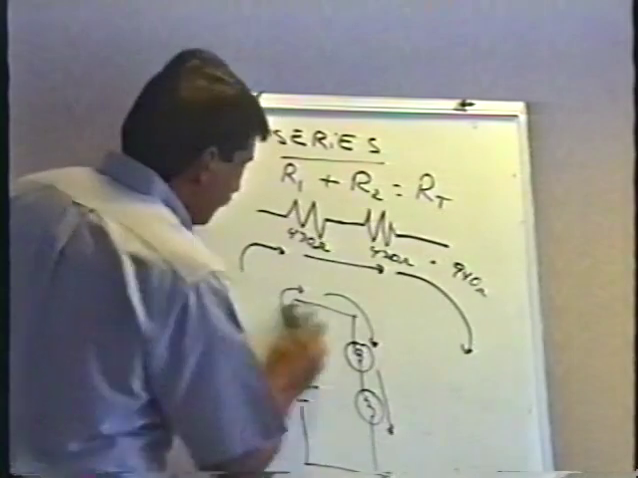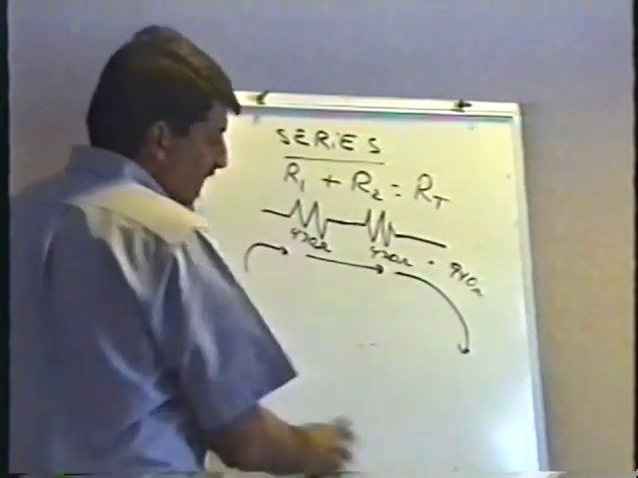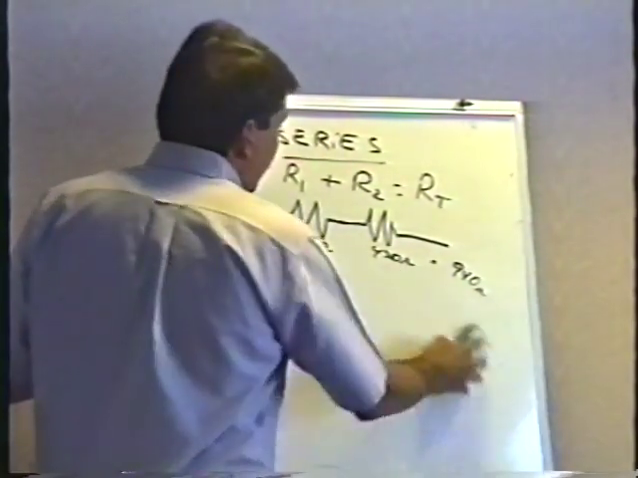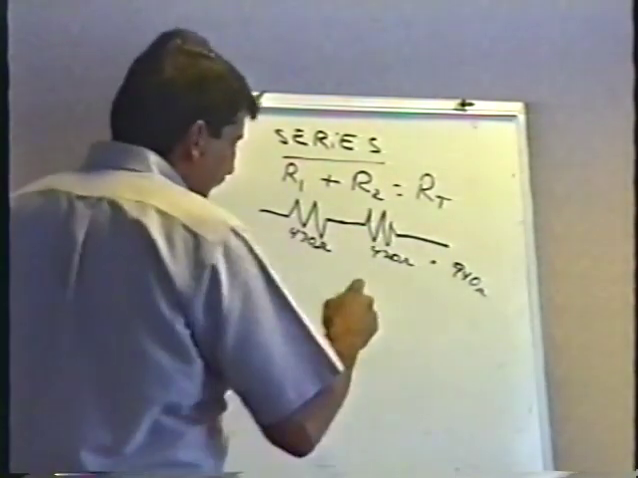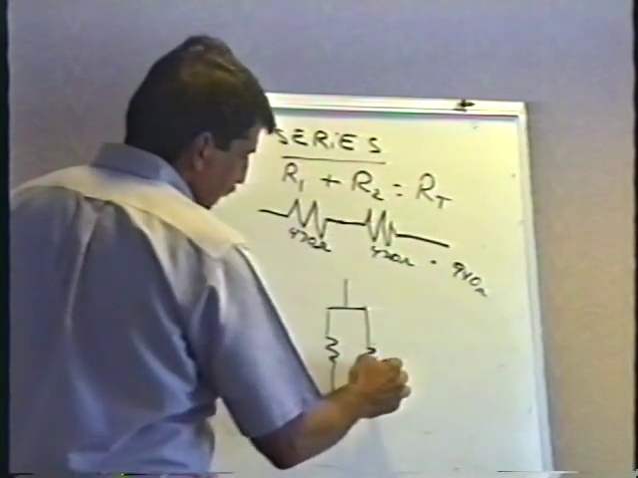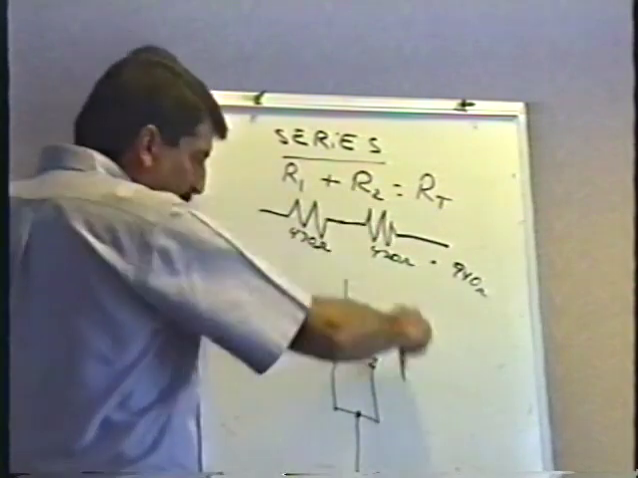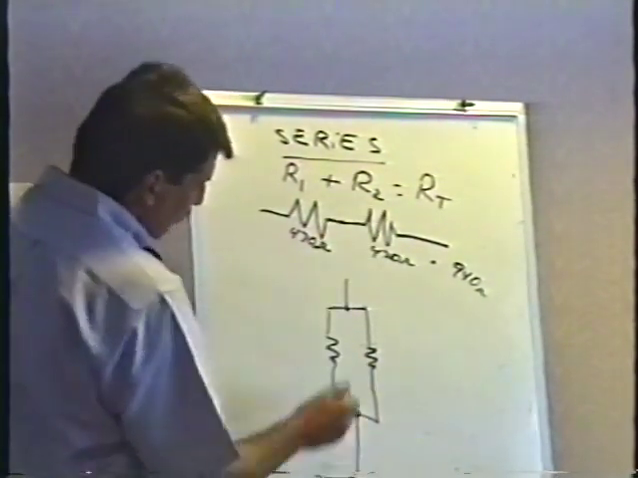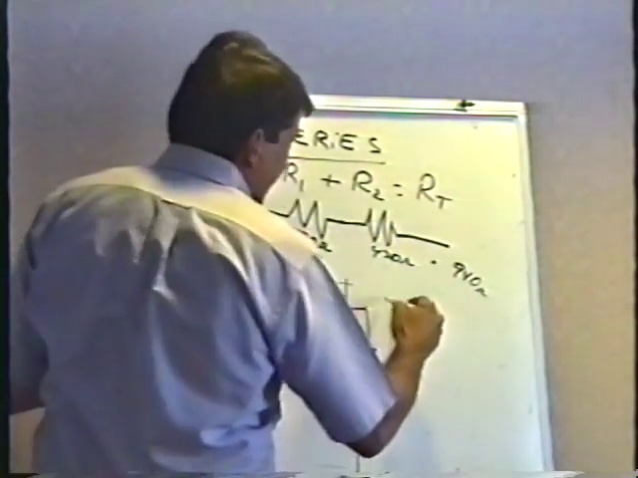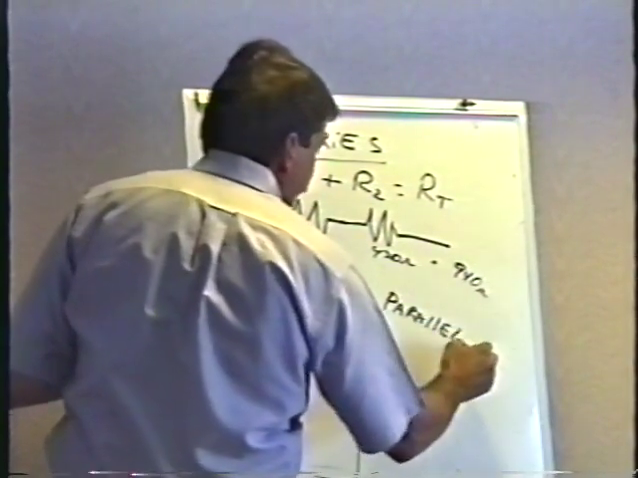Does that make sense? And you can put 2 or 3 or 4 or 5 in series. Doesn't matter. You just keep adding them all up. That's fine. On the other hand, if you connect resistors like this, now the current doesn't have to go through one part to get to the other. The current appears across both at the same time, doesn't it? This is known as a parallel circuit, P-A-R-A-L-L-E-L.